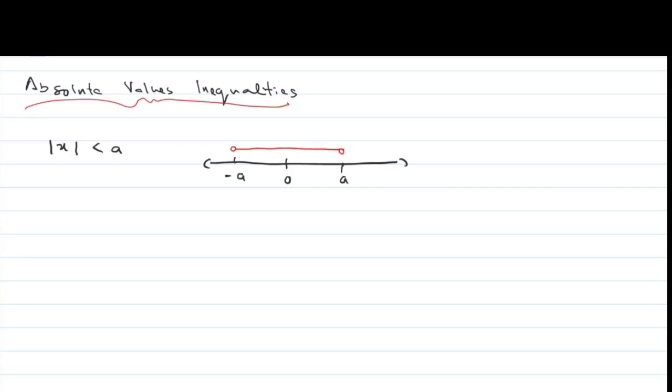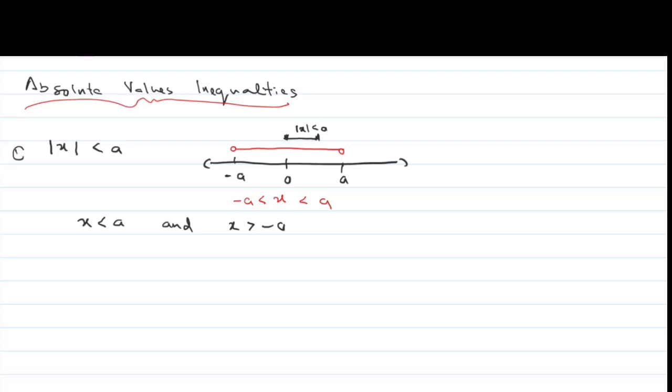So at one time, let's say if we put x here, when we try to measure the distance from 0, the distance is less than a. That's why x is greater than negative a and less than a. Or, in another way, we can write it as x less than a and x greater than negative a.